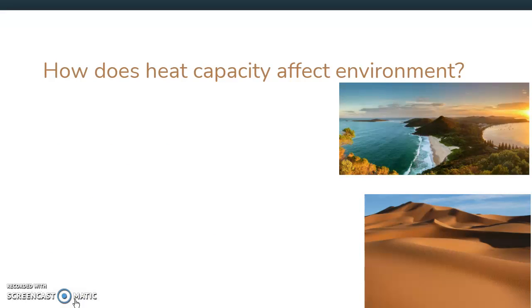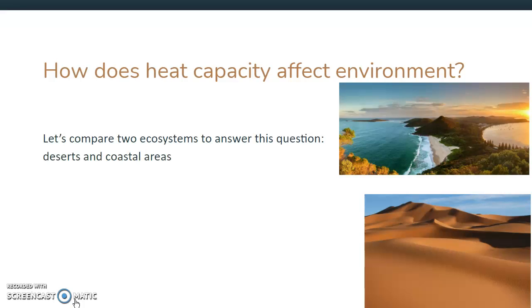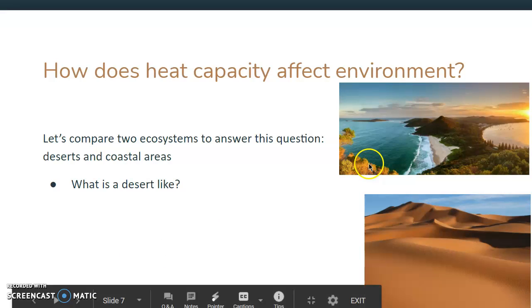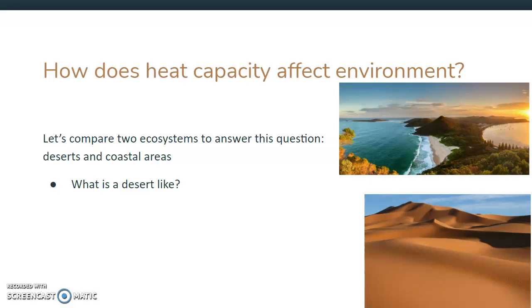All right. Now let's talk about how this affects our environment. So we have different ecosystems, different environments that have different terrain, different things, whether it's water, whether it's trees, whether it's sand, and it will affect how that environment looks. So I want you guys to think, what is a desert like? Maybe try to describe it. The word that comes to mind for me is dry.